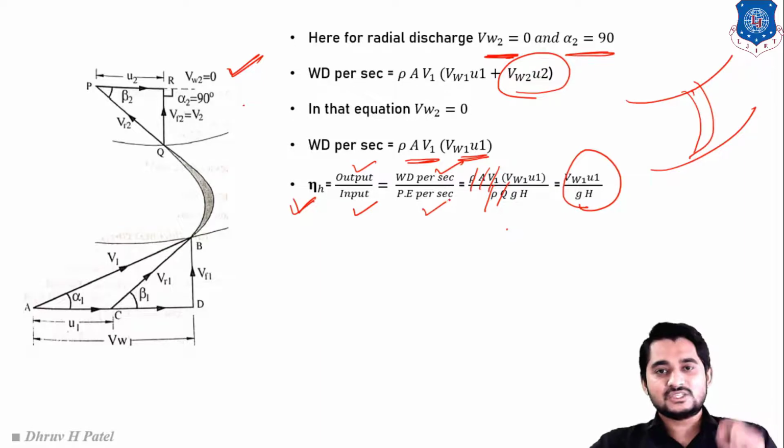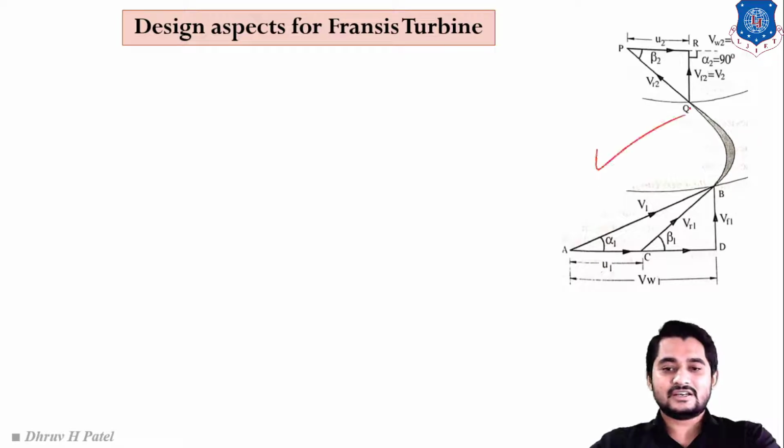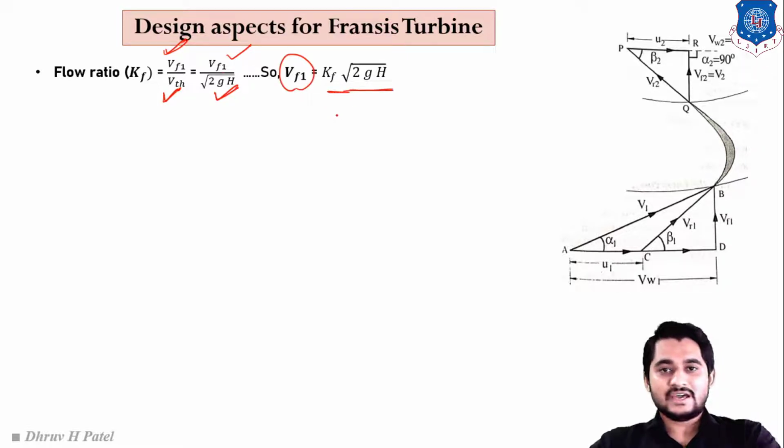Clear, students? You just have to remember the inlet and outlet velocity triangles for solving examples. Now let us understand design aspects for the Francis turbine. First of all, this is the velocity triangle as we have discussed earlier. First is flow ratio. So Kf will be flow velocity divided by theoretical velocity. Flow velocity means Vf1, and theoretical velocity means under root 2gH. So from that we can find Vf1 is equal to Kf under root 2gH, right?